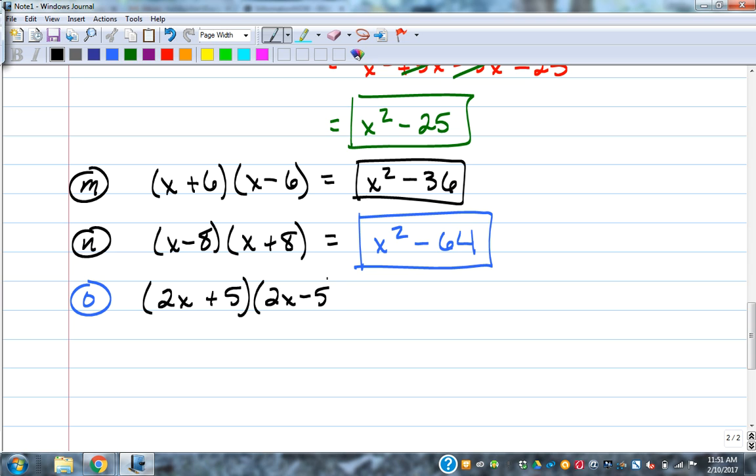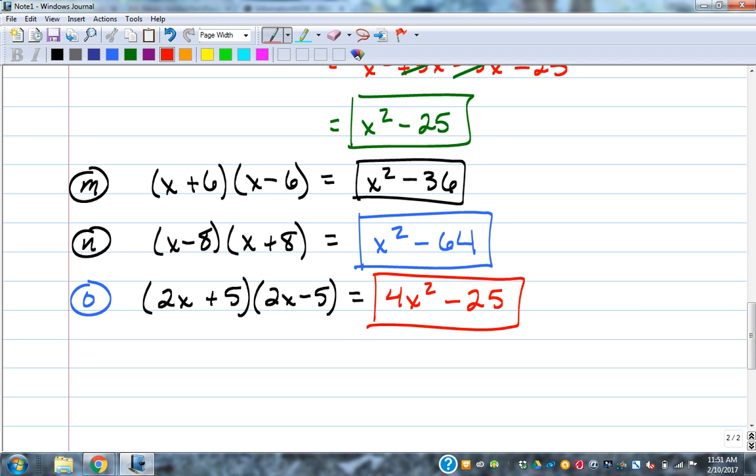Now, what if we put a number in the front, like a 2x plus 5 and a 2x minus 5? They still match, right, except for the plus and minus. So that means that shortcut still should work. What's the front piece? 4x squared. Yeah, 4x squared minus 25. Doesn't make it any harder. You just say 2x times 2x, that's the front. 5 times 5, that's the back. It's minus in the middle.